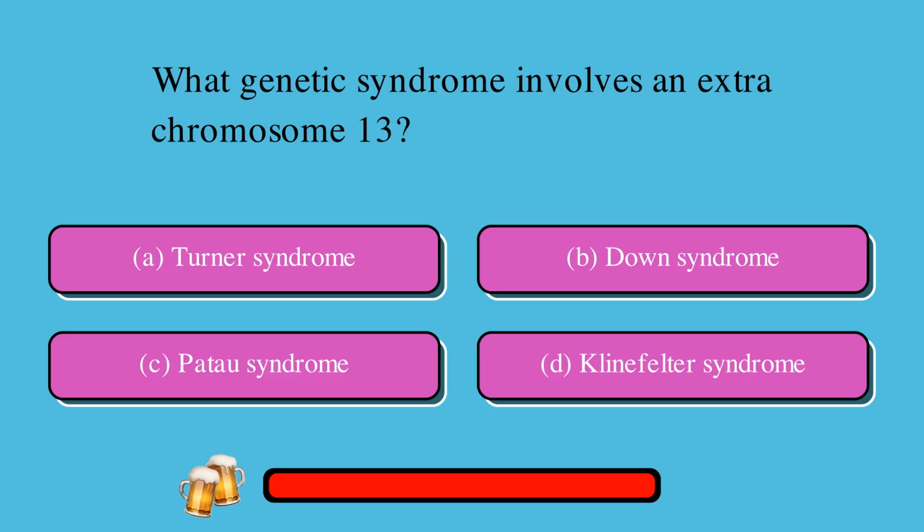What genetic syndrome involves an extra chromosome 13? A. Turner syndrome, or B. Down syndrome, or C. Patau syndrome, or D. Klinefelter syndrome? The correct answer is C. Patau syndrome.